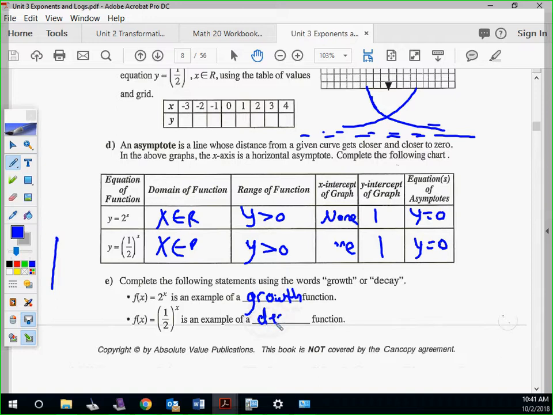And then (1/2)^x is dividing by 2, or halving it every time, which is decay. Okay, good.